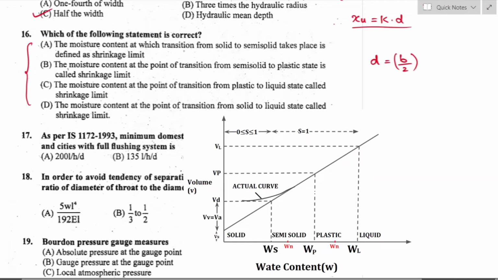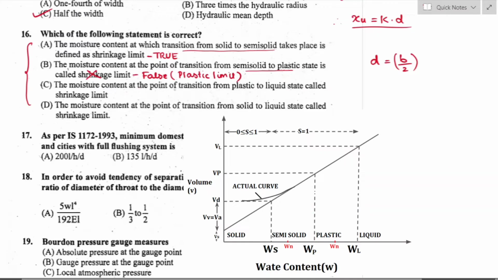Option A. The moisture content at which transition from solid to semi-solid takes place is defined as shrinkage limit. This statement is true. Option B. The moisture content at which point of transition from semi-solid to plastic state is called shrinkage limit. This statement is false because this point of transition is plastic limit.